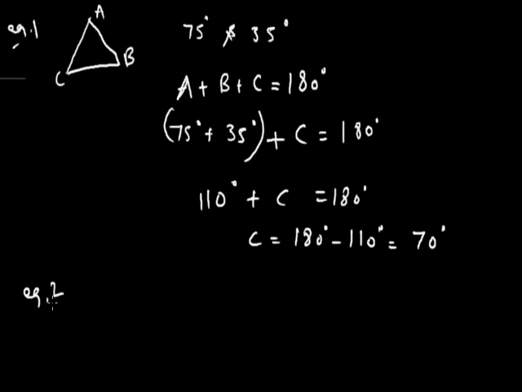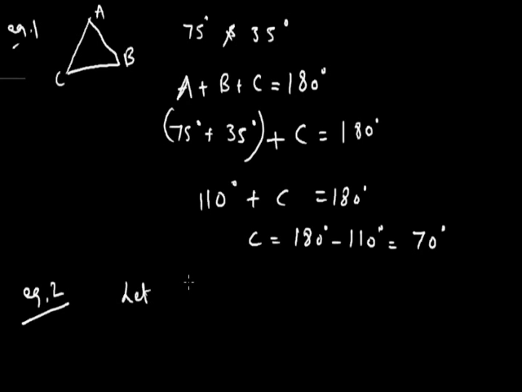Let us see one more example. Out of the three angles of a triangle, one is twice the smallest and the other is 3 times the smallest. Find all the angles. This is the given information. In a triangle, one angle is twice the smallest angle and the remaining angle, the third angle, is thrice the smallest angle. We have to find out the three angles.